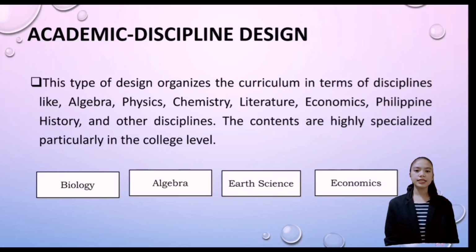Now, let's proceed to academic discipline design. Like the subject design, this type of design organizes the curriculum in terms of disciplines like algebra, physics, chemistry, literature, economics, Philippine history, and other disciplines. The contents are highly specialized, particularly at the college level.